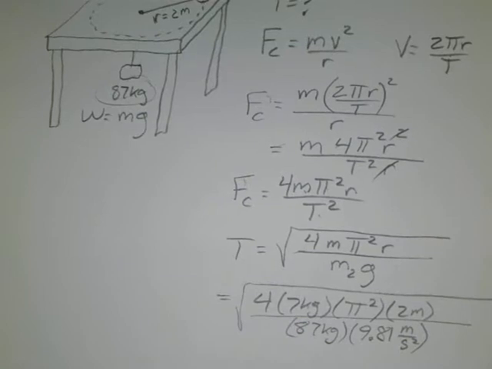4 times 7 times pi squared times 2, divided by the quantity of 87 times 9.81. And don't forget the square root.